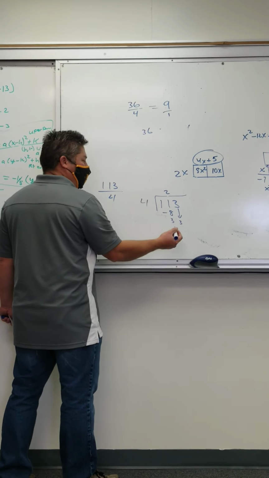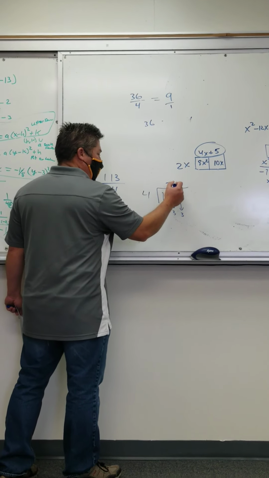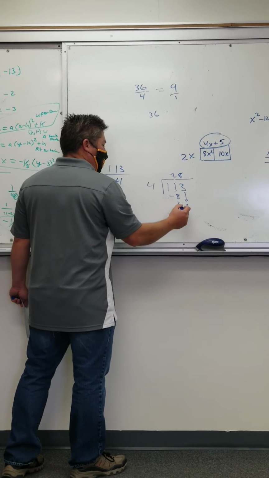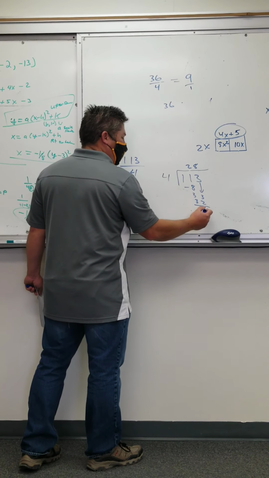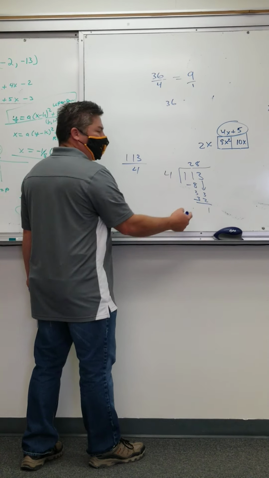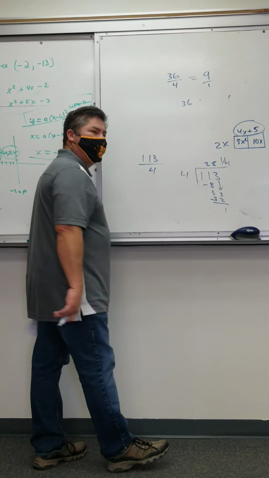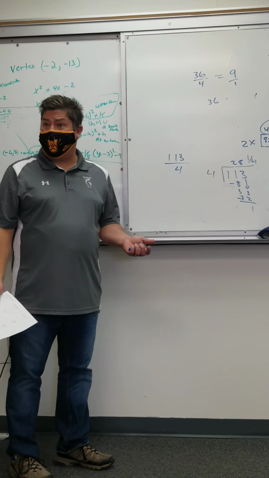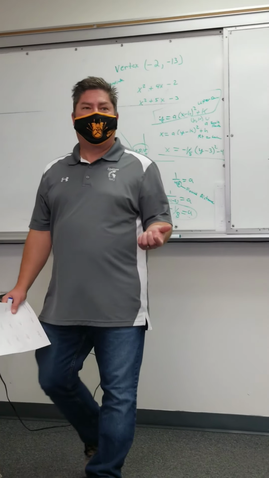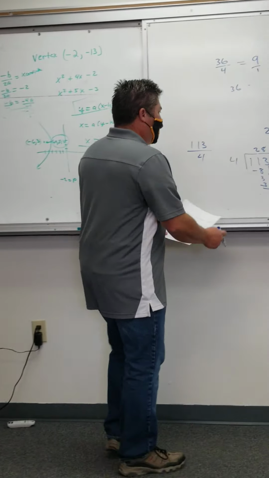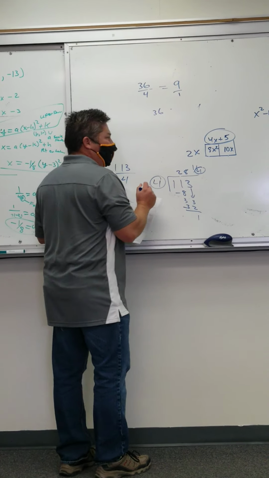4 into 33 goes what? 8. Yep, 8. You have a remainder of 32. What's left over? 1. What do I do with the 1? You add a 0. You put it over the 4. This is 28 and a quarter, or 28.25. Isn't that what you do with it? You just put it over whatever the divisor was.